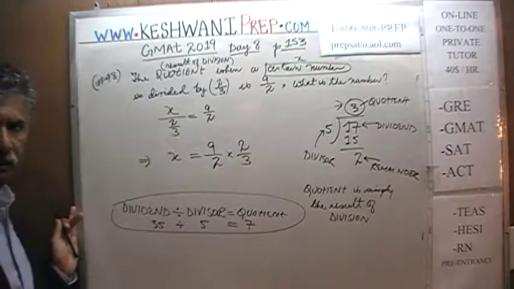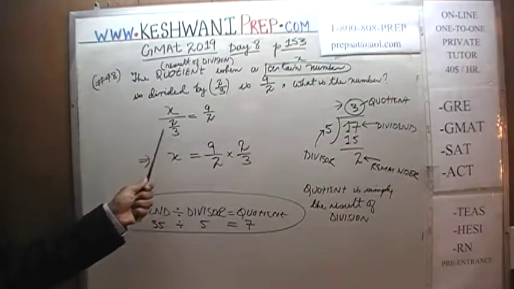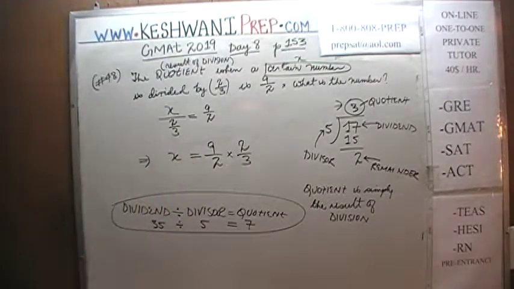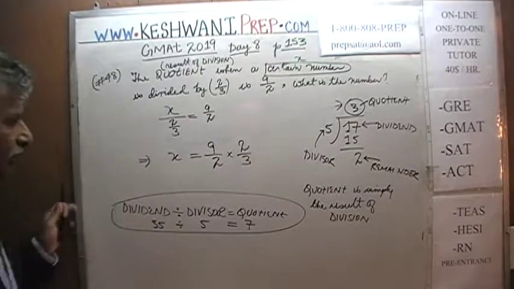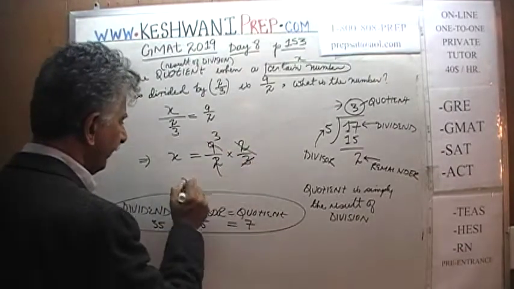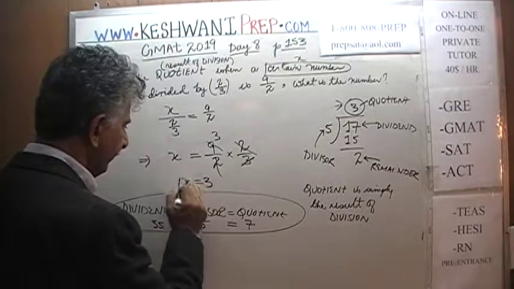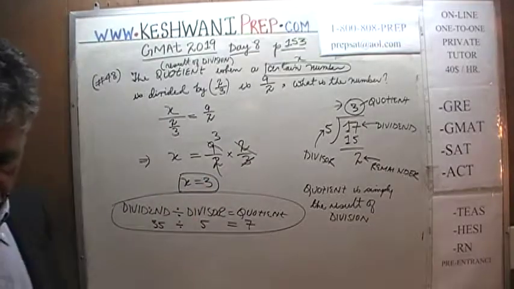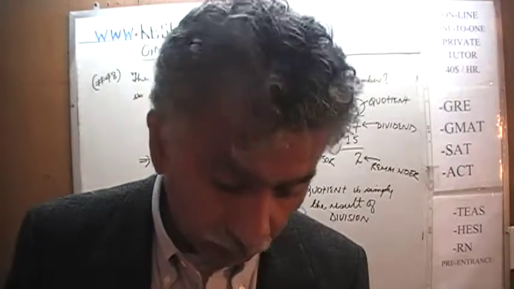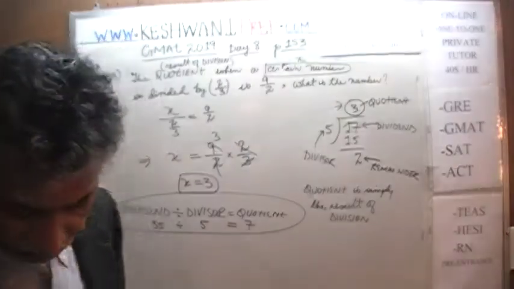Just cross multiply. For example, if x over 3 is equal to 15, then x must be 15 times 3. That's all it is. The 2's are going to cancel out, and we divide 9 by 3, and the answer is 3. So x equals 3. The answer to this problem, the certain number that we're looking for, the unknown quantity, equals 3. And the answer is C.